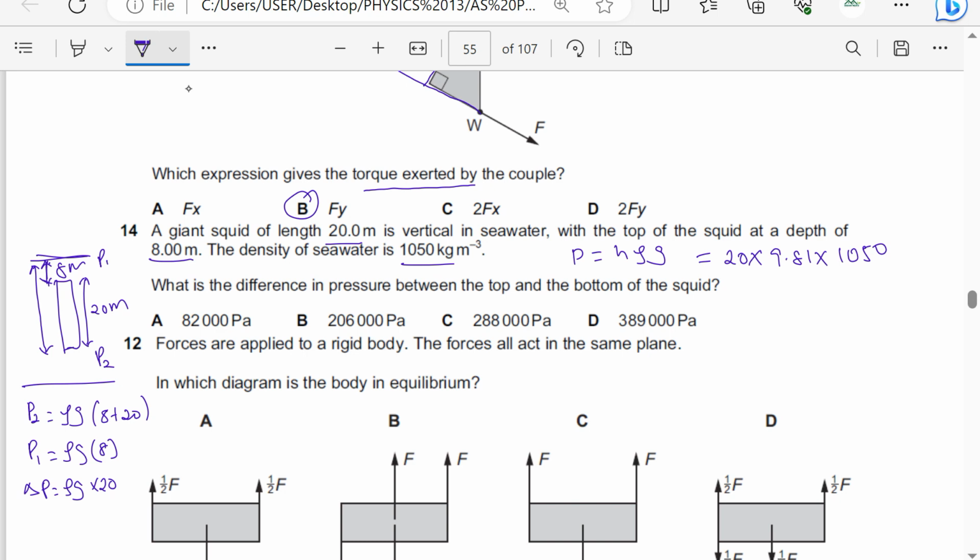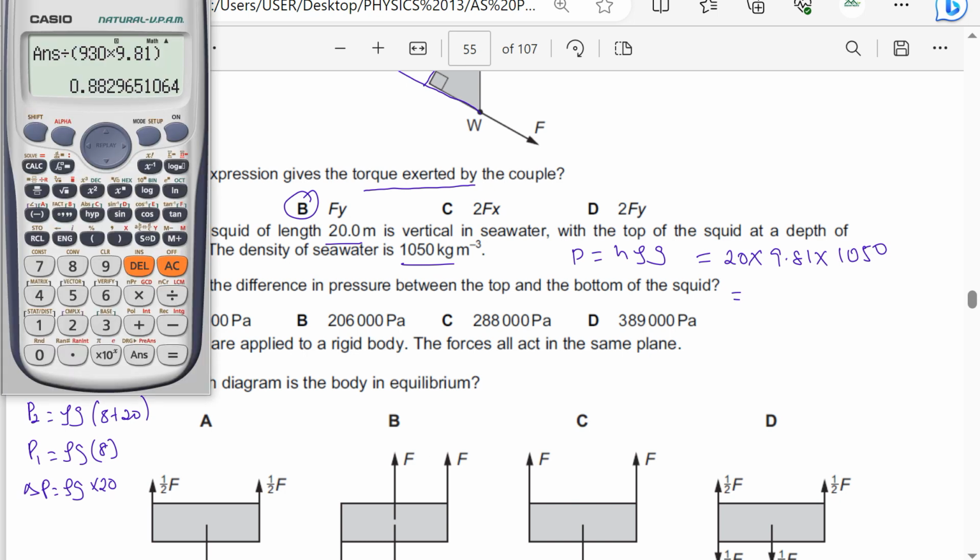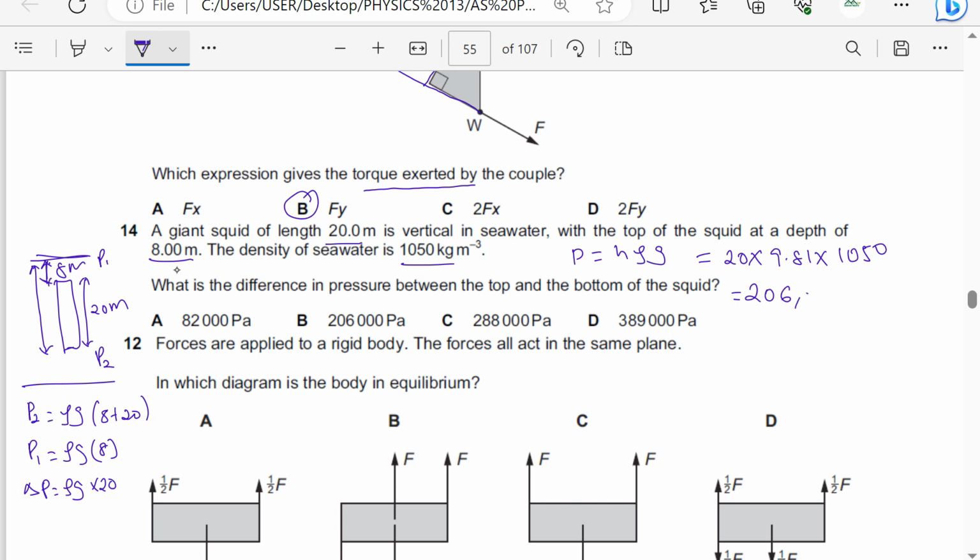So this is going to be 20 times g, which is 9.81, times the density, which is 1050. So we just take the length of the squid. Pressing my calculator, I have 20 times 9.81 times 1050. That is 206,000. So that means my answer is going to be B.